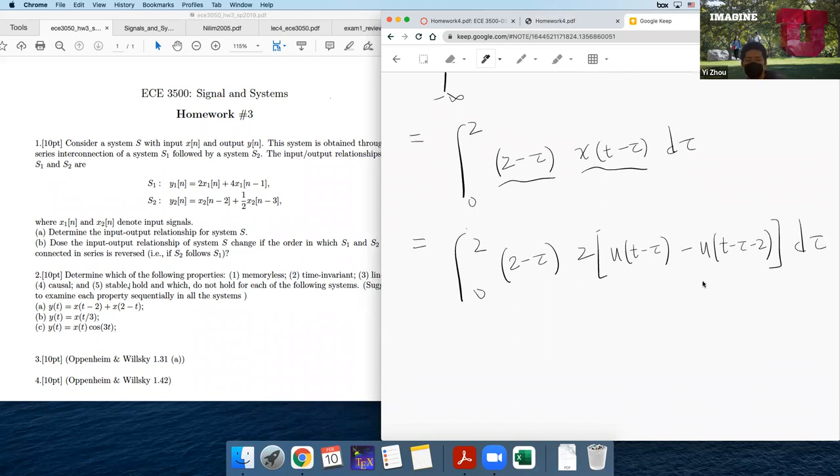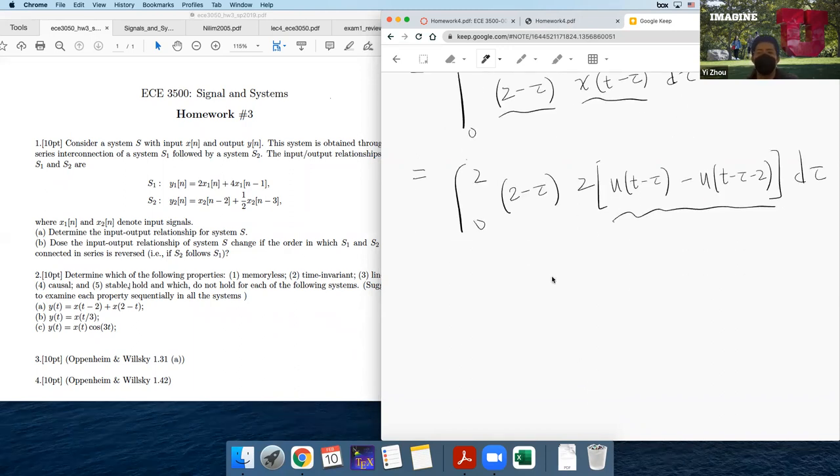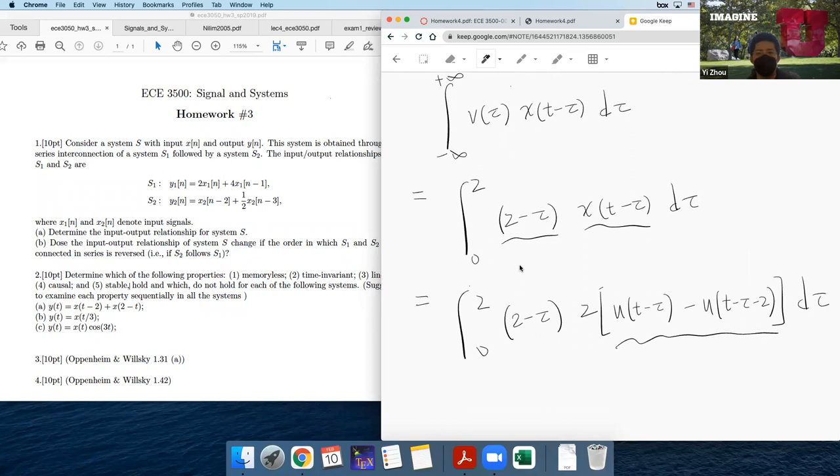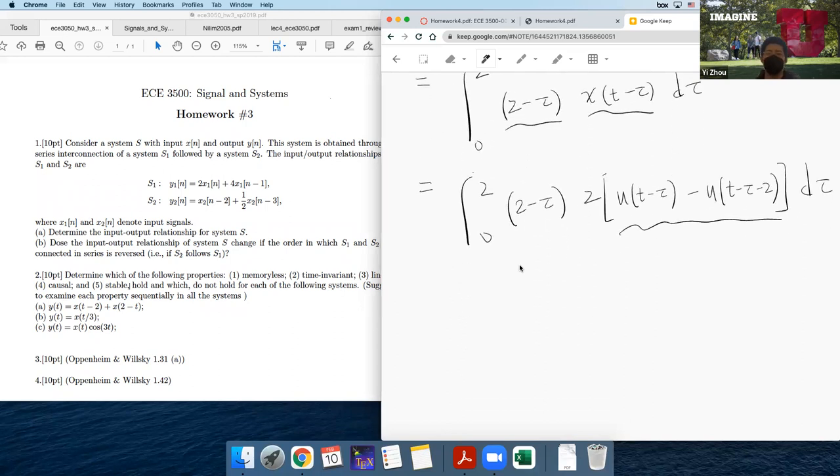So it's this one. Right. And then you just work out this integration. So you need to identify this part. You need to identify this part. And let's see, we can draw a picture.